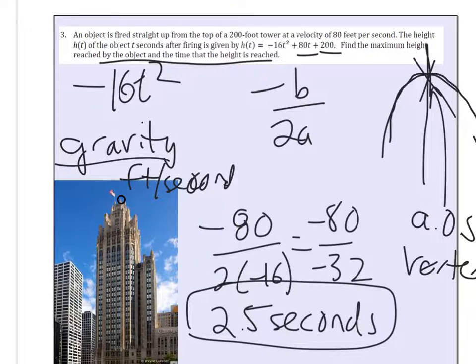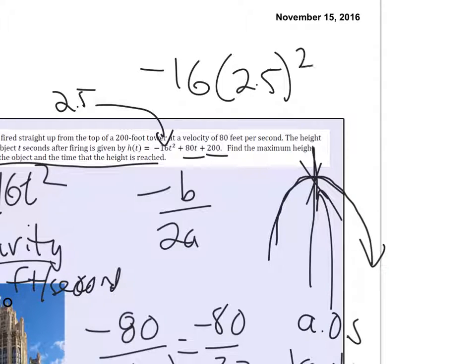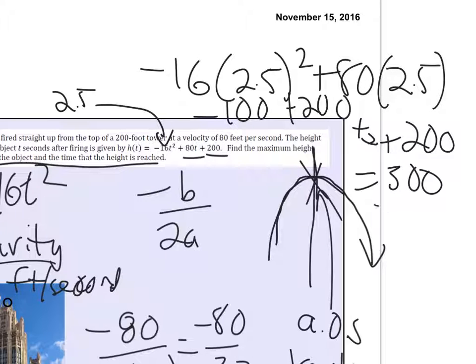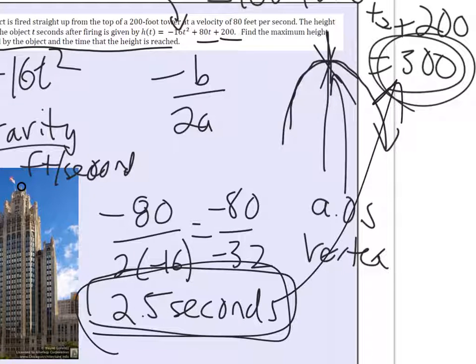To figure out what the highest point is, I'm going to substitute 2.5 in for t. So I'm going to go negative 16 times 2.5 squared plus 80 times 2.5 plus 200. So 2.5 squared times negative 16 will be negative 100. 80 times 2.5 is going to be 200, plus 200. So that's going to be a total of 300. So, long story short, after 2.5 seconds, it is 300 feet in the air, and that's my highest point.